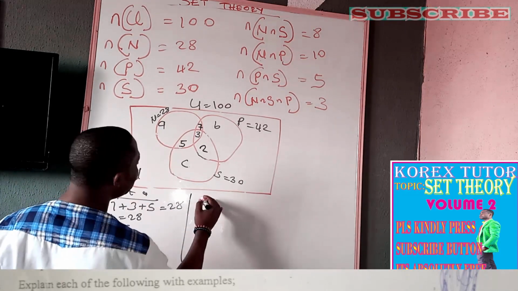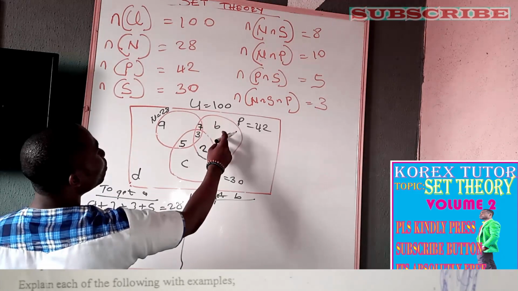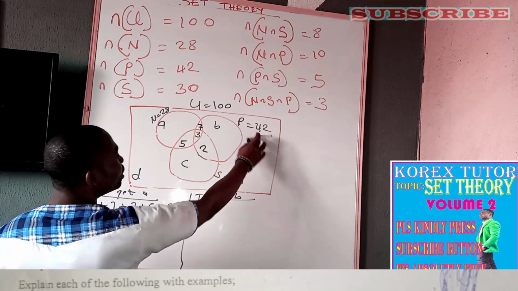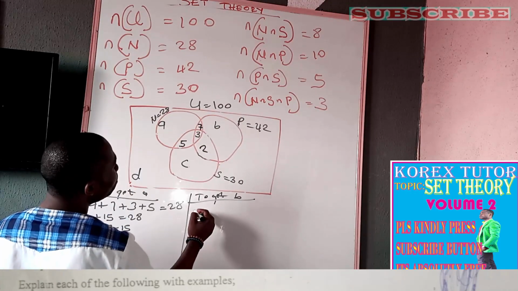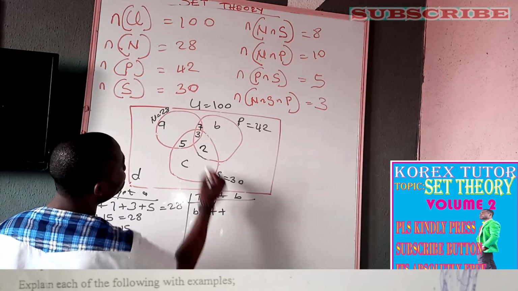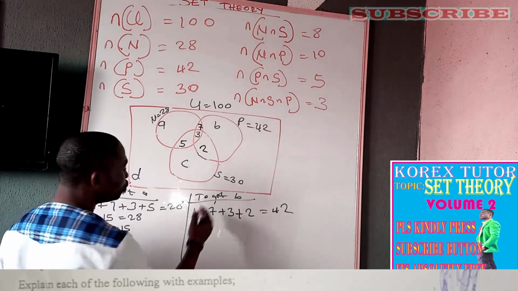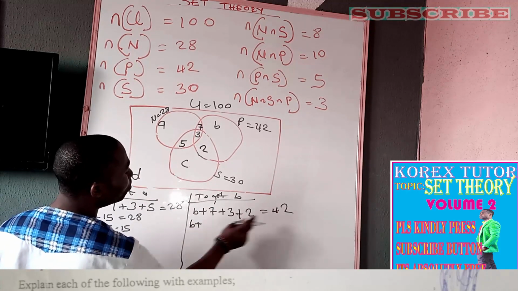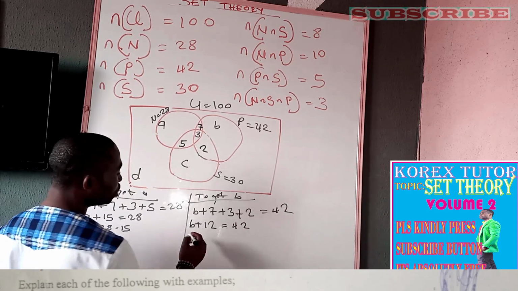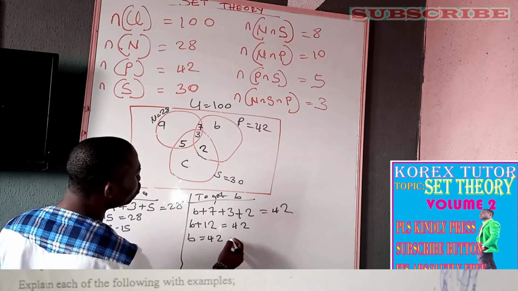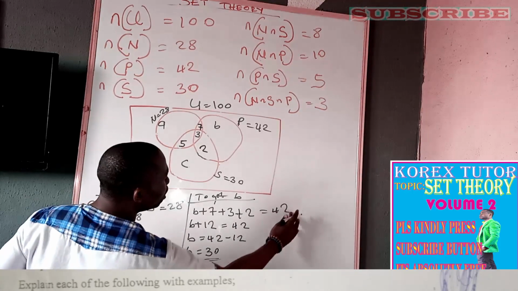So let's solve for B as well. They say the number of people that read Punch is 42. That means everything within this circle is supposed to give us 42, right? So now we say that B plus 7 plus 3 plus 2 is equal to 42. B plus 7 plus 3, 10, plus 2, 12. B plus 12 is equal to 42, right? So B is equal to, collect the like terms, 42 minus 12. So B is equal to 30. So that is how we got the B as well.